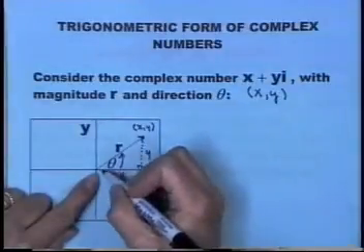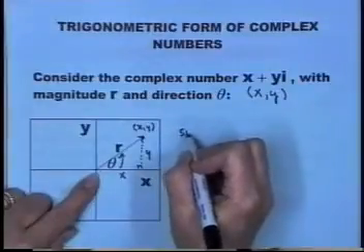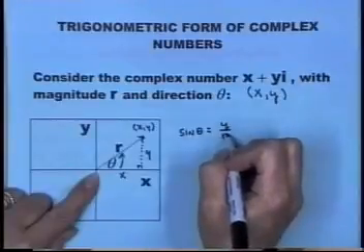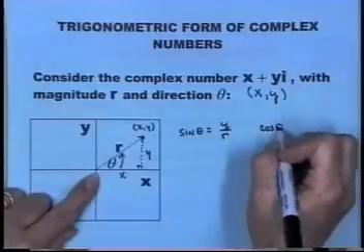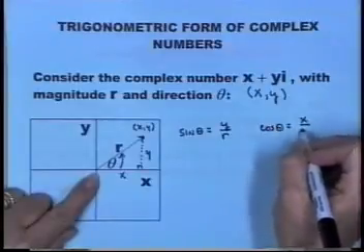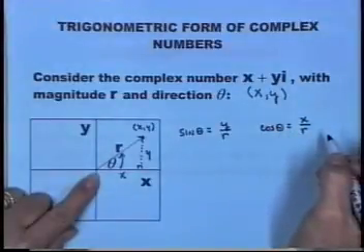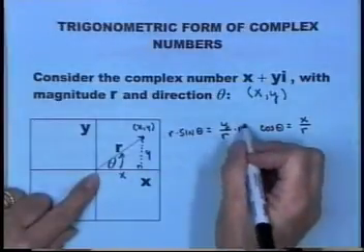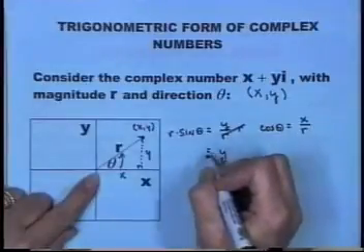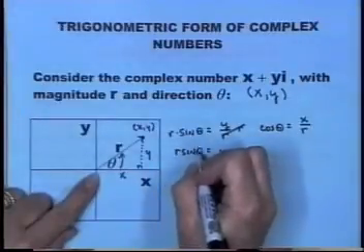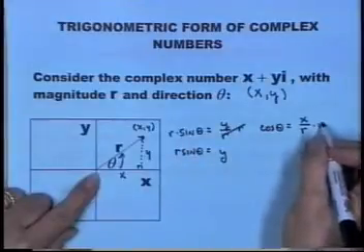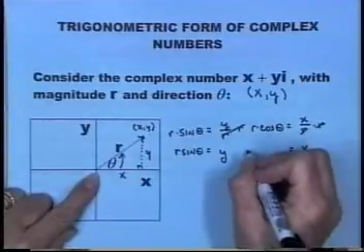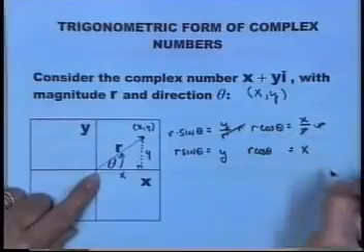If you notice our right triangle, you can see that the sine of theta is y over r, and the cosine of theta is x over r. Now, we can take this and multiply both sides by r. The r's cancel here. We have y equals r sine theta. Doing the same thing over here, multiplying both sides by r and canceling, we have x equals r cosine theta.